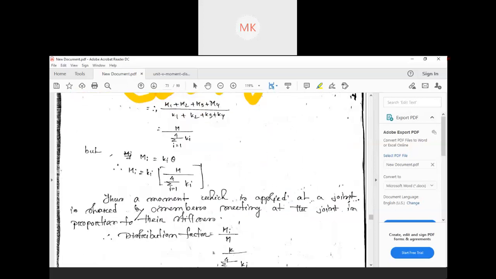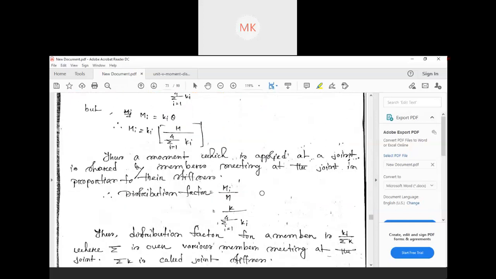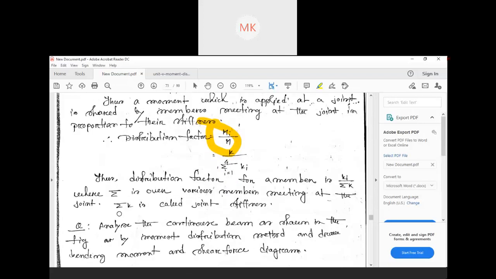Thus, a moment which is applied to the joint is shared by the members meeting at the joint in proportion to their stiffness. So, distribution factor is given by Mi by M. It is also given by K by the sum of K, which I have already discussed. Just go through these ones.